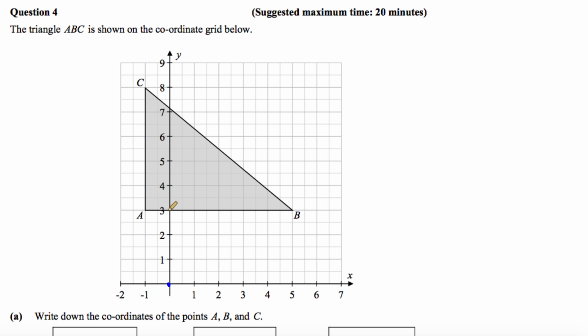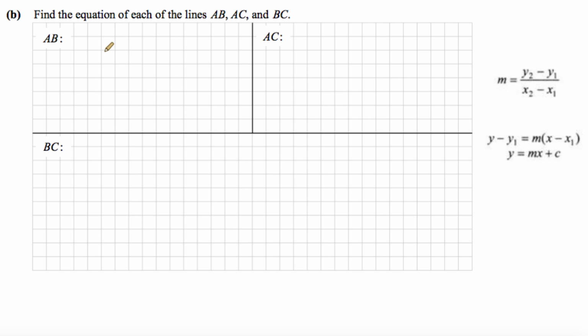And also it crosses the y-axis at 3. So y is equal to 3 is the name of the line AB. All horizontal lines are named y is equal to some number.